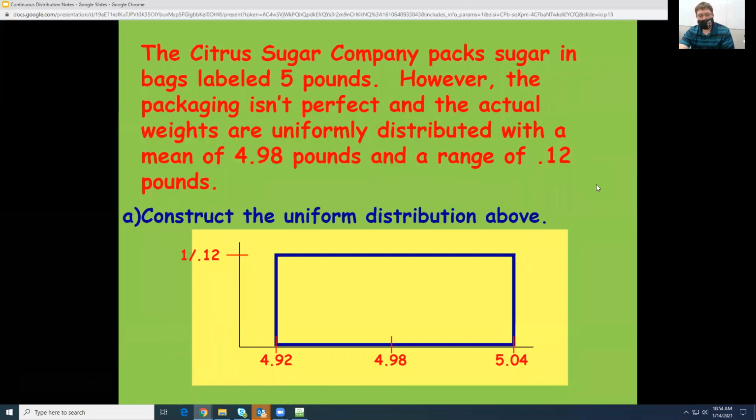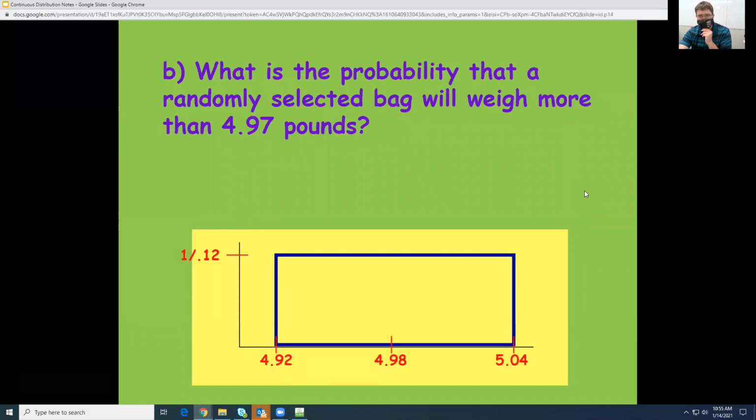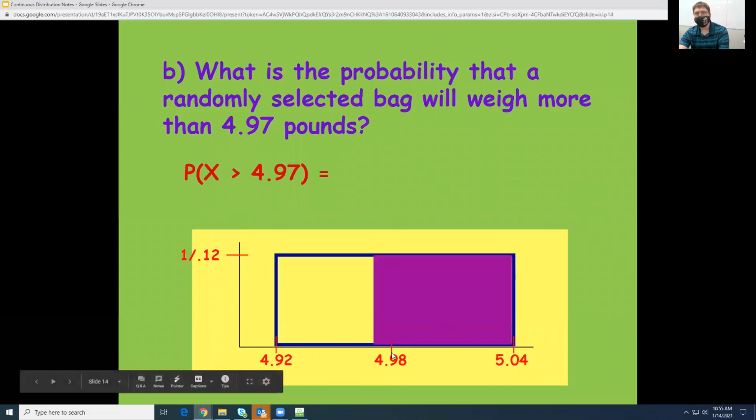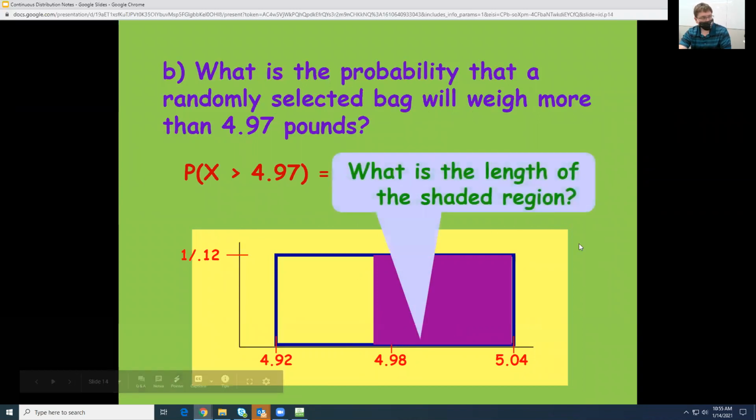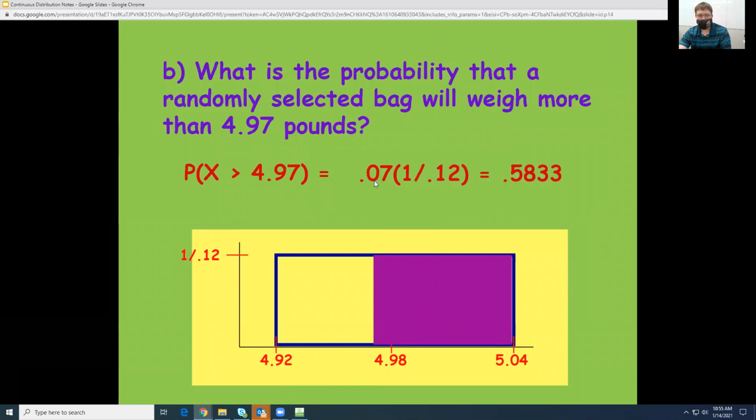All right, so again, my height is 1 divided by 0.12 based on the formula I have. So now I can ask the question, what is the probability that a randomly selected bag will weigh more than 4.97? So that's going to be somewhere down here in my shaded region, just shy of 4.98, and everything to the right. So how far apart are those two numbers, the 4.97 and the 5.04? Well, if you figure out what that distance is, which is 0.07, and you multiply it by the height, which is always going to be 1 divided by 0.12, you get your answer. Is the height ever going to change on this distribution? No, it's uniform. It's flat, consistent. So that's the nice thing. No fancy, weird triangles or trapezoids, just make a rectangle.